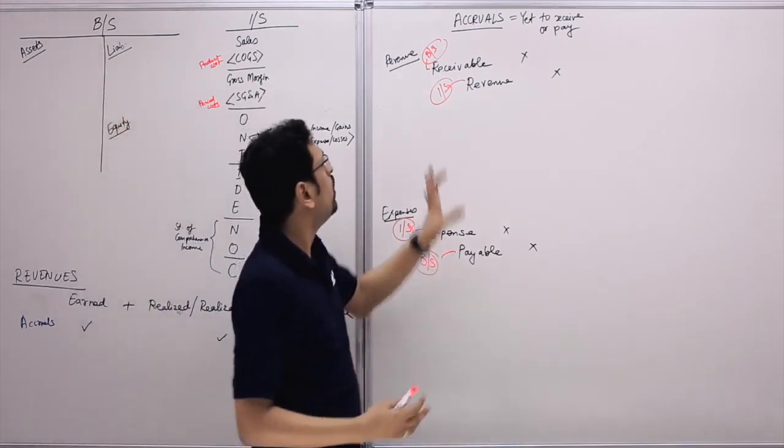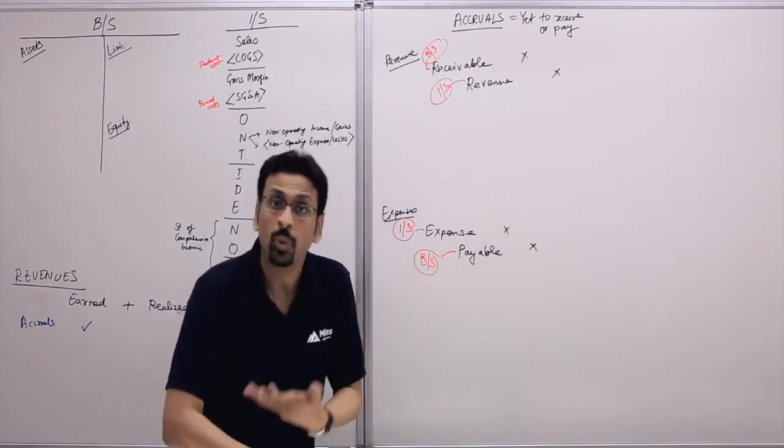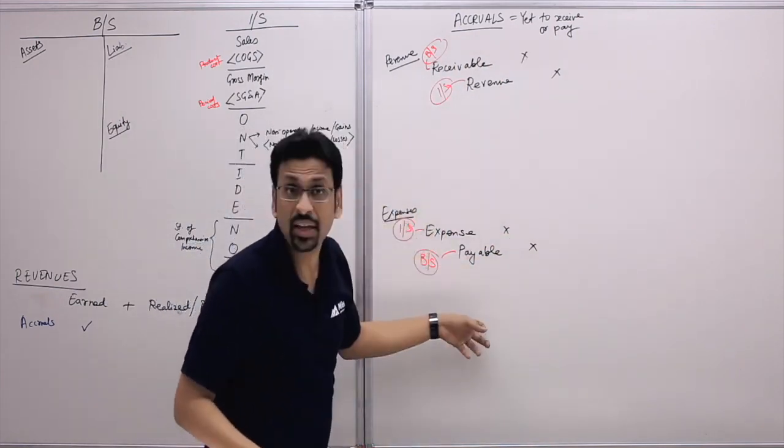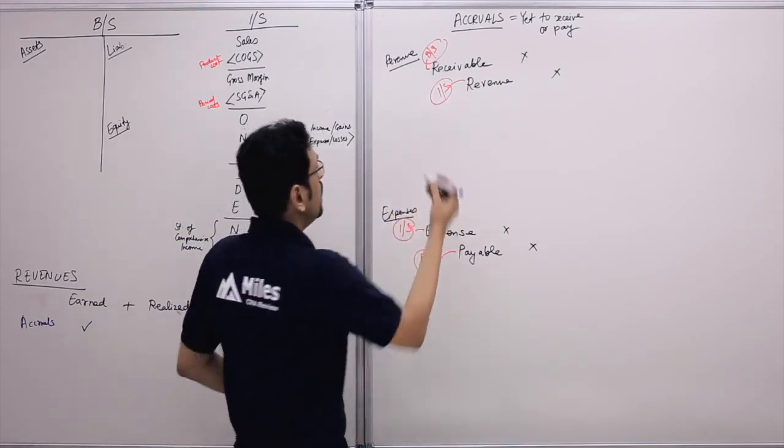Now, think about it. We've said yet to receive or pay. At a later date, we're going to receive the cash or pay the cash. So here we're going to receive the cash. Here we're going to pay the cash. Let's look at the journal entries there. So later.